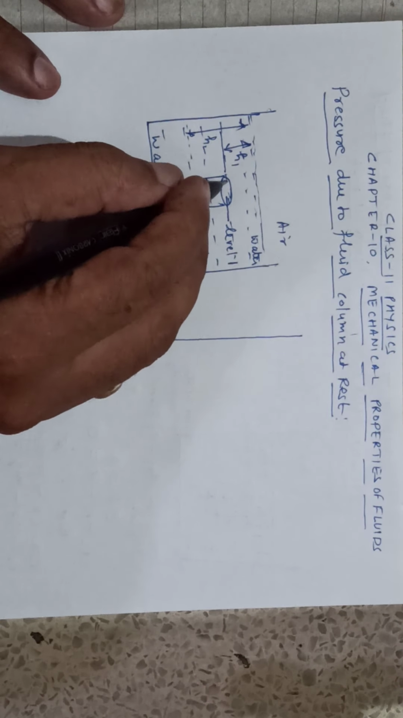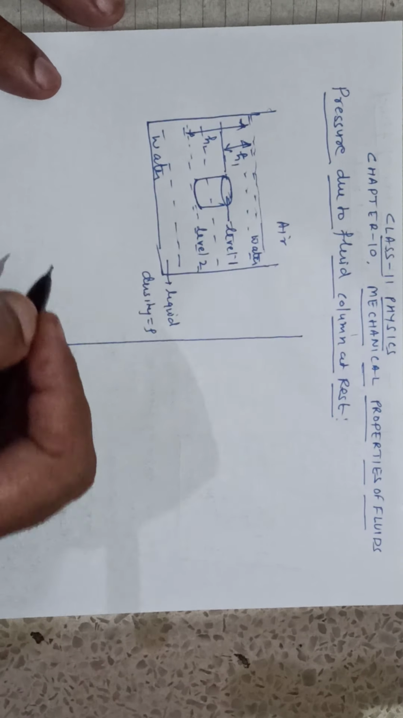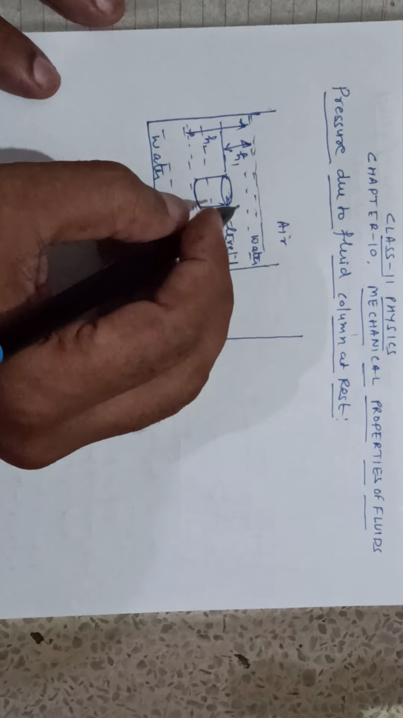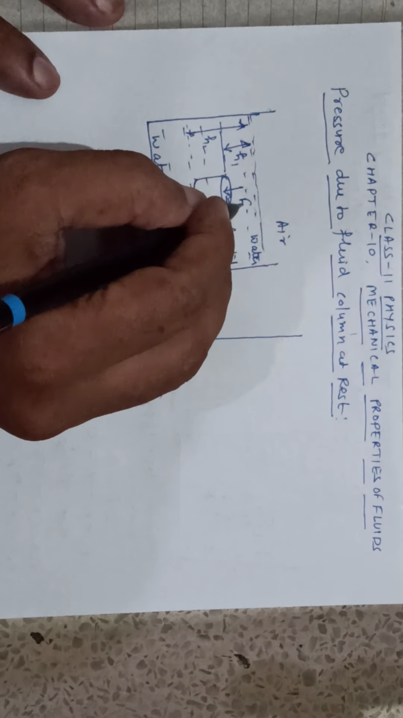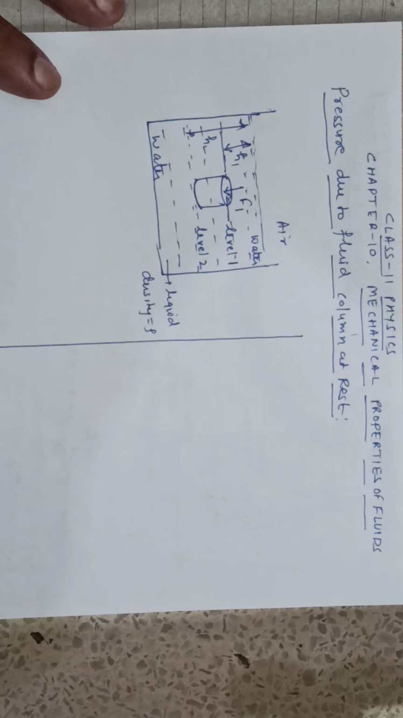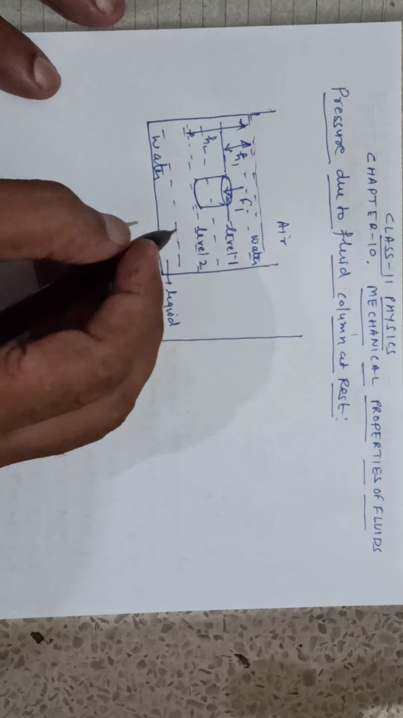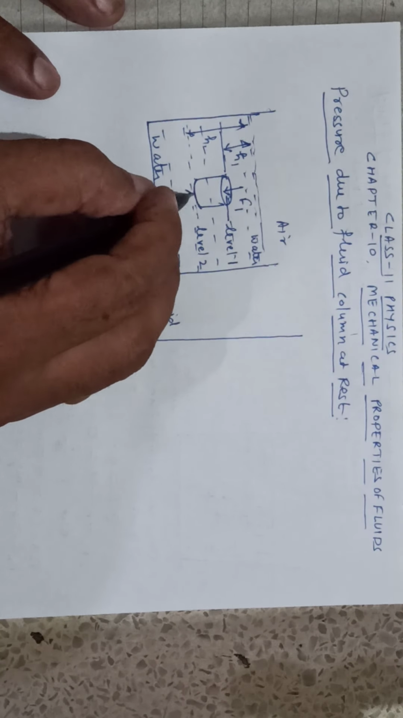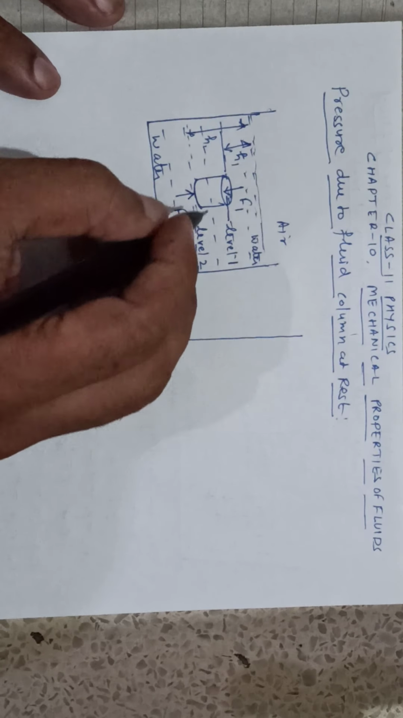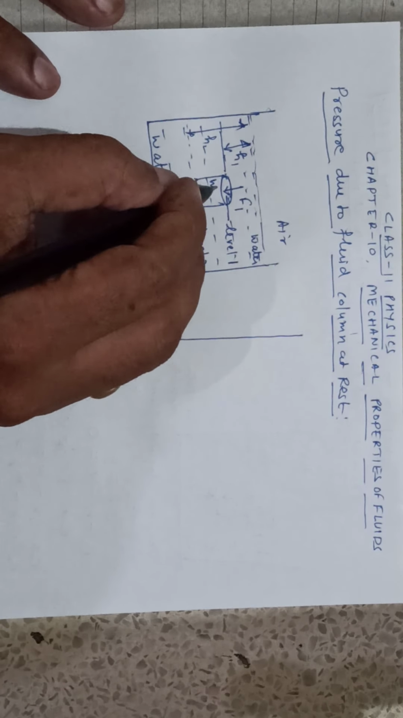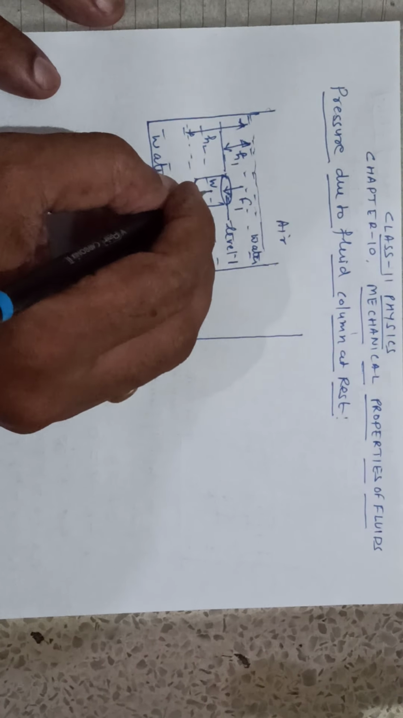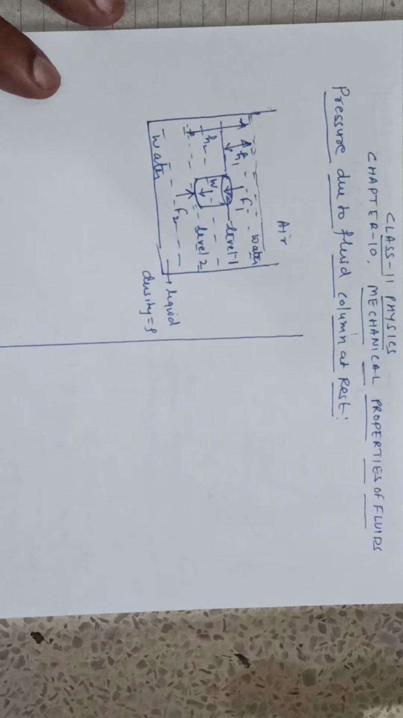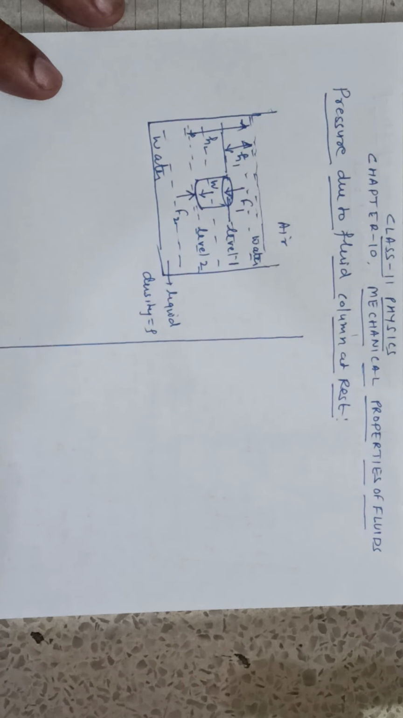Now we find what forces are acting on this cylinder. There are three forces. Number one is F1, which acts on level 1 vertically downward. F2 acts at level 2 vertically upward. And W is the weight of the liquid contained in the cylinder, which acts downward, because weight always acts downward toward the earth.